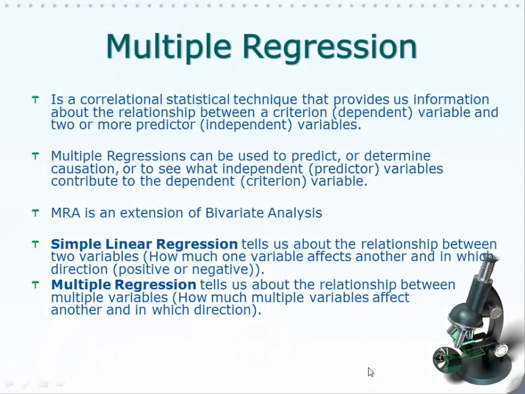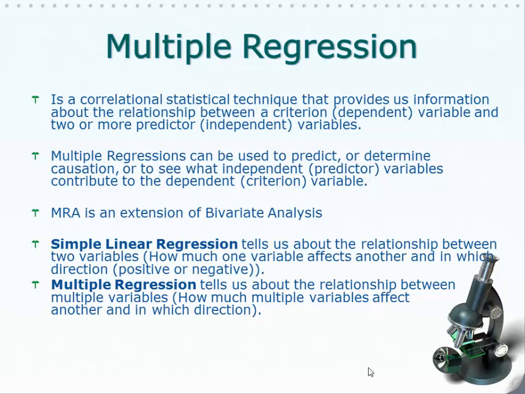Let's look at multiple regression then. Multiple regression is like correlation. It's a correlational technique, and it provides us information about the relationship between a dependent variable, and in multiple regression we call that a criterion variable, and two or more predictor variables or independent variables. So in multiple regression we call the independent variables predictors and the dependent variable the criterion variable.